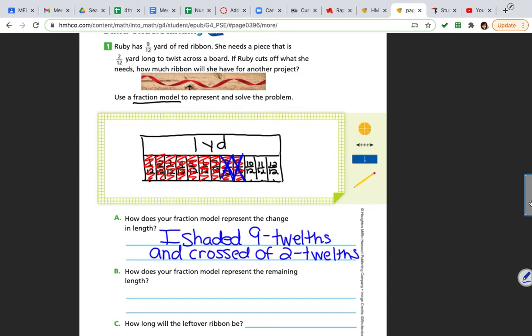It's supposed to be 12. It's an F, 12ths, 12ths. I haven't spelled 12ths in a long time. B, how does your fraction model represent the remaining length?